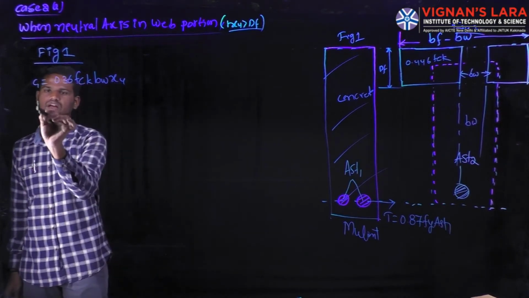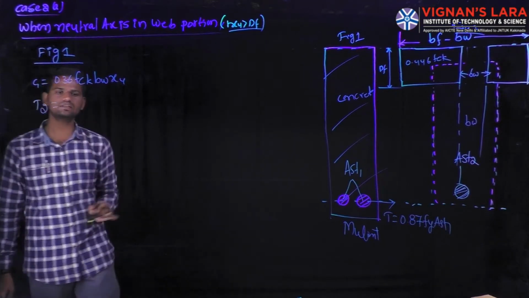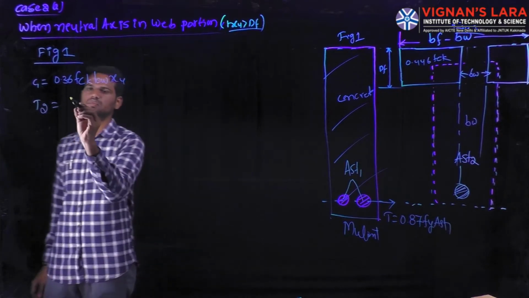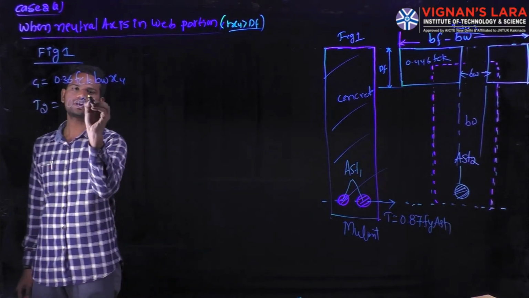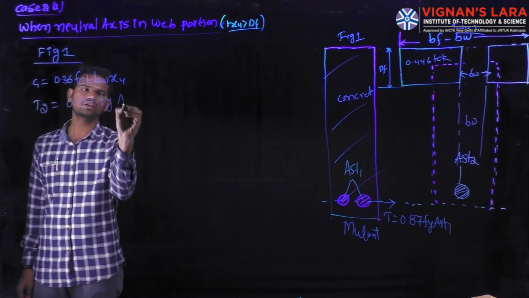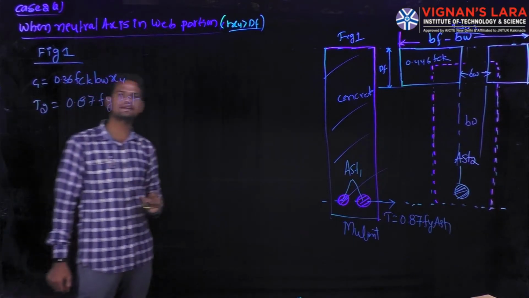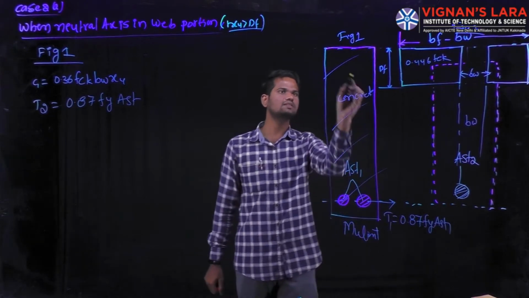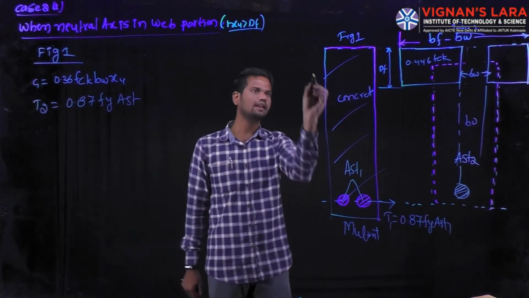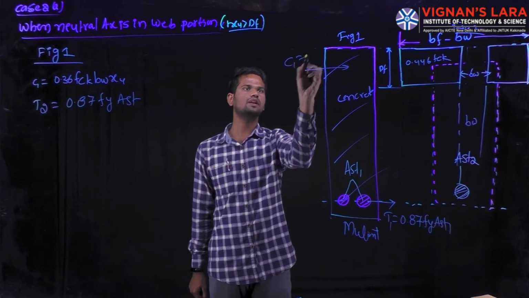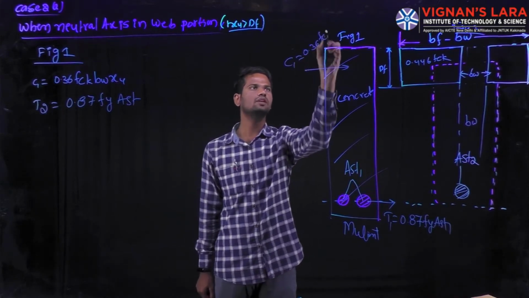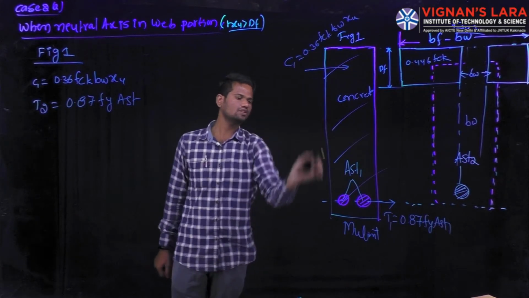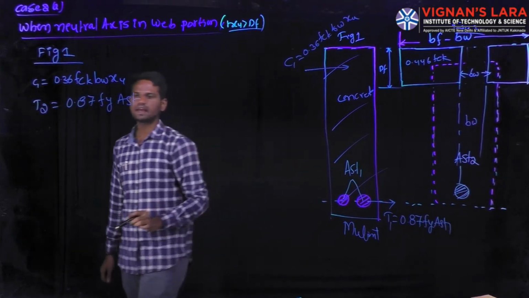Again, we have the total tangential force as T2, where T2 equals 0.87 into Fy into Ast. This is T1, and this is the compressive force acting on the beam, C1, where C1 equals 0.36 into fck into bw into xu. This is the total compressive force and this is the total tangential force.